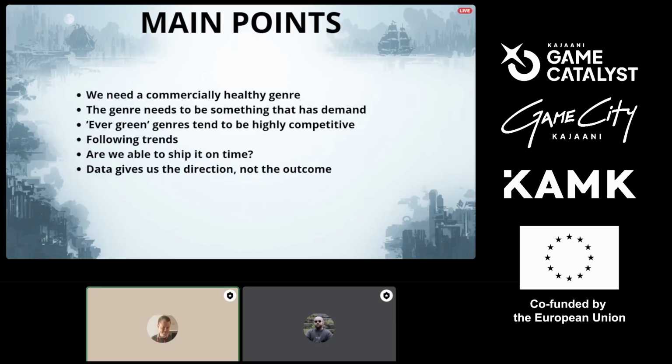The main points for this presentation are there. We need a commercially healthy genre. The genre needs to be something that has demand. Evergreen genres tend to be highly competitive. Following trends, and are we able to ship on time? And data gives us the direction, not the outcome. Those are basically the topics, and they may look odd at this point, but once we go forward, I'm pretty sure you will start to understand what I mean with these.